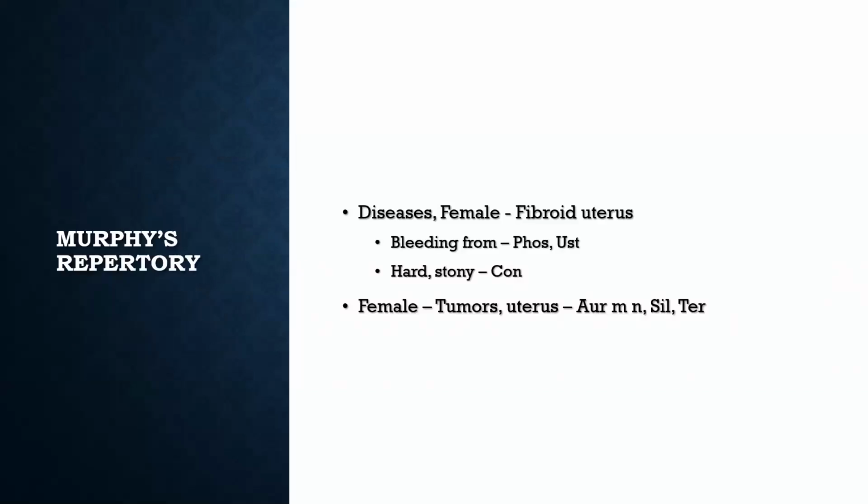Murphy's repertory, direct rubrics are there. That is, disease female, go to disease and the female chapter, both will be having fibroid uterus. And under the fibroid uterus, there are again sub-rubrics like bleeding from, hard, stony. In both the chapters, that is diseases and female, the symptoms are the same, the rubrics are the same as well as the remedies are the same. And apart from this, under the female chapter, tumors, uterus, there are only 3 remedies for that. That is Aurum muriaticum natronatum, Silicea and Terebinthina.